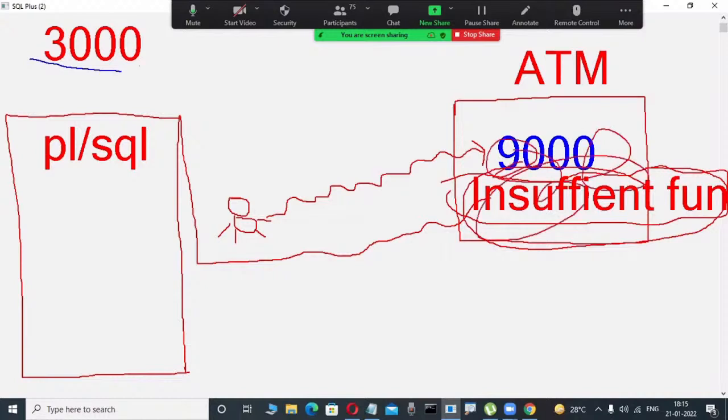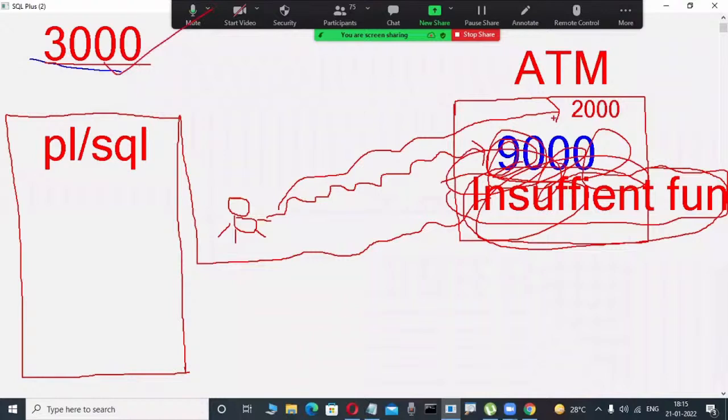Again, another scenario. For example, now my balance is 3,000. Suppose I am inserting the ATM card and I try to withdraw 2,000 rupees. Is it possible? Possible. Why? Because here my balance is 3,000, and 2,000 is less than 3,000. That's why trying to retrieve it is possible. We are withdrawing the money, 2,000 is possible in this example.